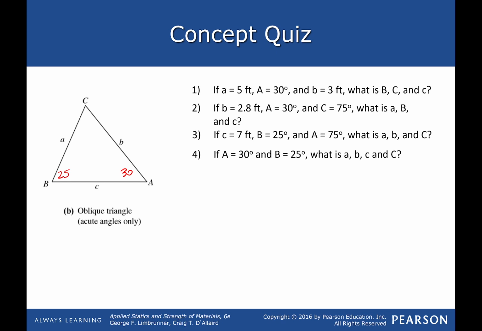Now here's the problem. So I can find angle C. That's not a problem at all. A, B, and C. So let me see here. I've got 30 plus 25 plus C is equal to 180. So 55 plus C is equal to 180. So C is equal to 125. I've got it.